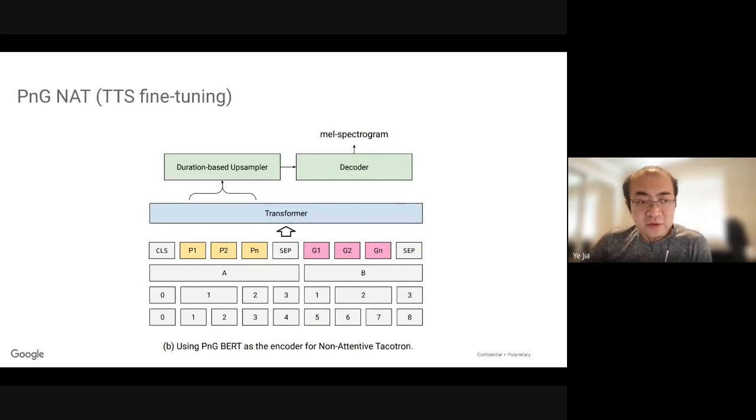It's straightforward to use PnG BERT as an encoder in a typical TTS model, for either attention-based models such as Tacotron 2, or duration-based models such as FastSpeech or Non-Attentive Tacotron. Basically, the PnG BERT output at the phoneme positions is used as an input to downstream components.